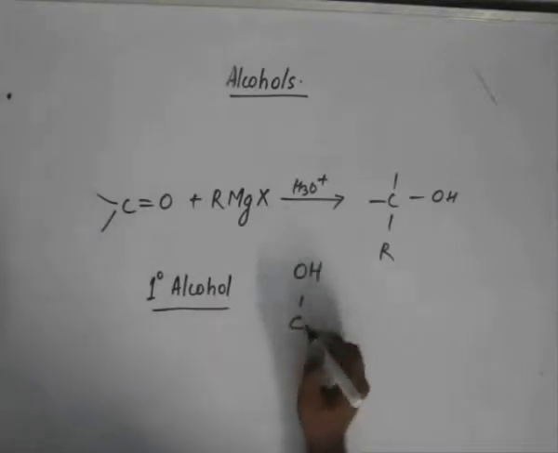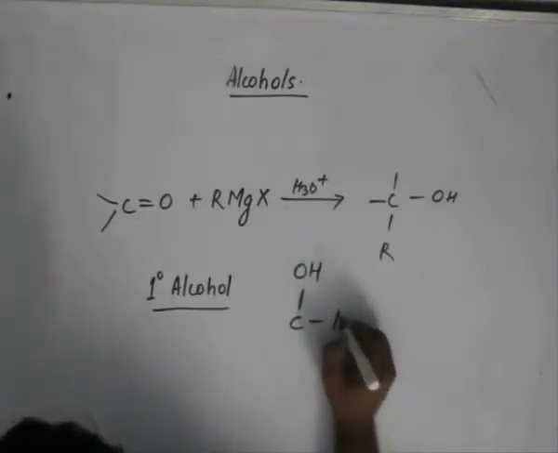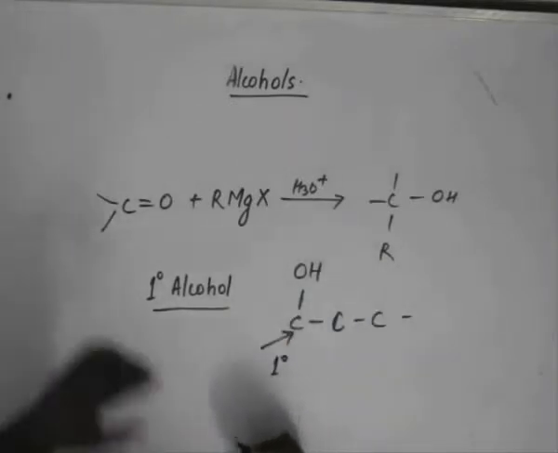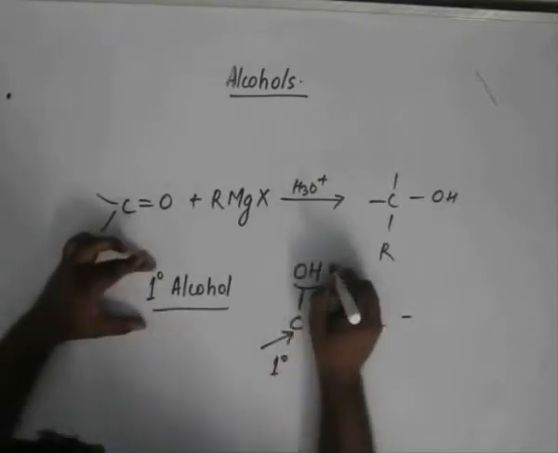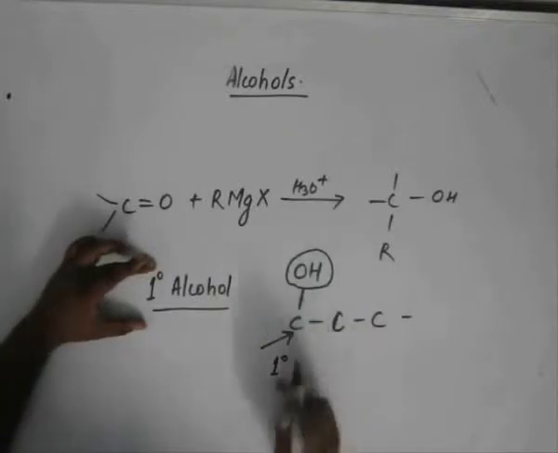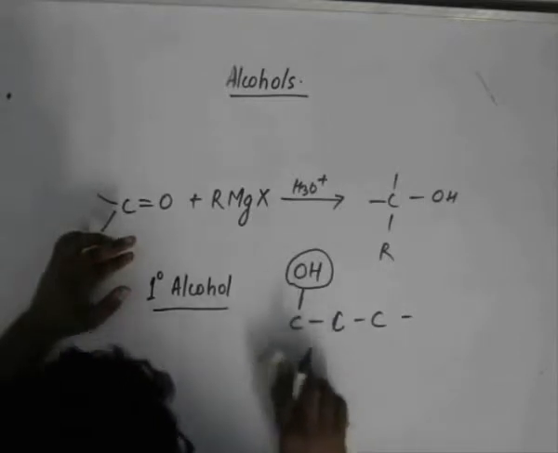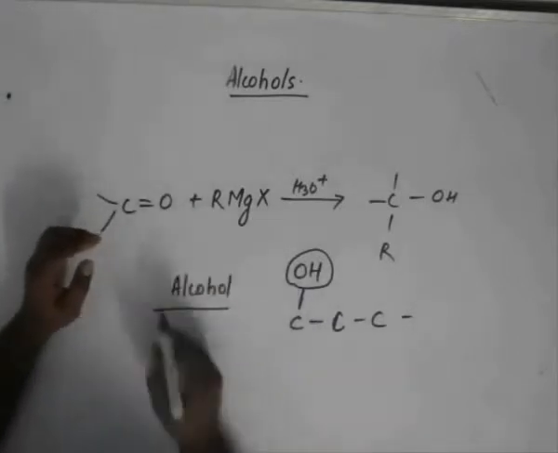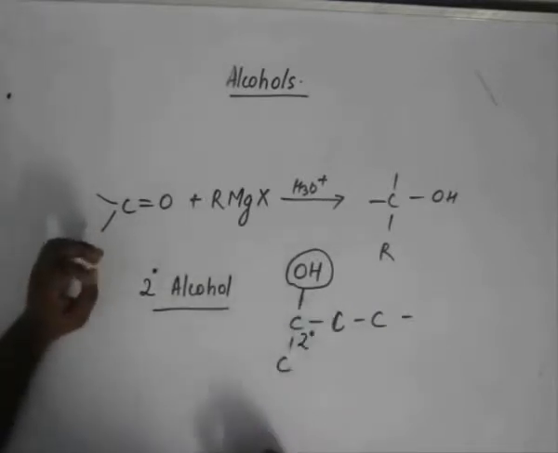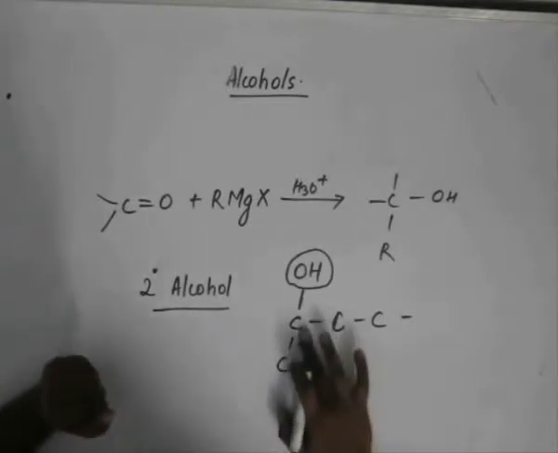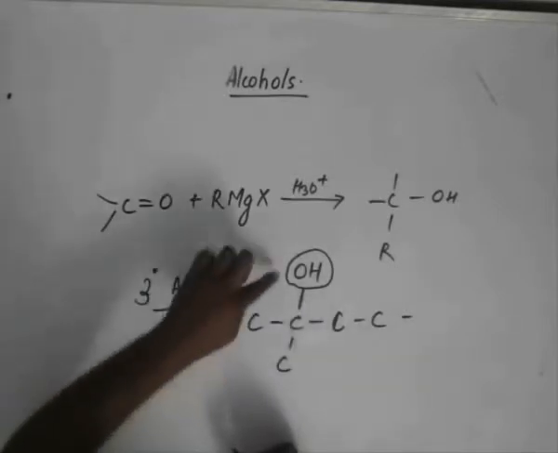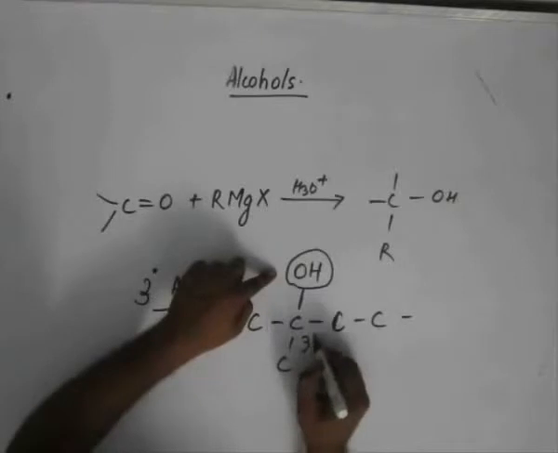The OH group is attached to a 1 degree carbon. This is, as we know, a 1 degree carbon. So in a 1 degree alcohol, the hydroxyl group or the OH group is attached to a 1 degree carbon. In the case of a 2 degree alcohol, this is attached to a 2 degree carbon. Okay, moving on to a 3 degree. In a 3 degree alcohol, the OH is attached to a carbon that is itself 3 degree.